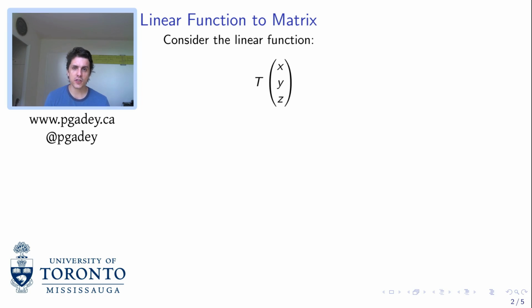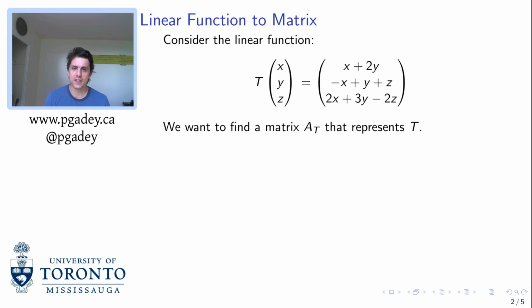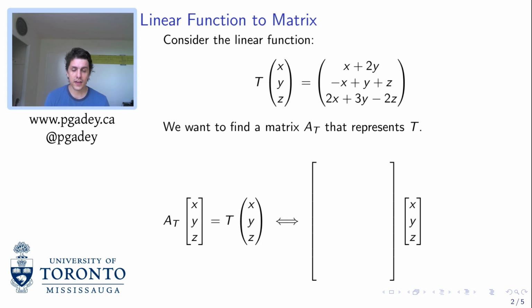It takes inputs x, y, z and outputs the following vector. We want to find a matrix that represents this linear transformation T. So what we're going to do is say this matrix A, when multiplied against the vector x, y, z, has to give us the same output as the function T. And this is going to constrain what the matrix A of T can do. Whatever we put in this big blank matrix has to equal the output of our original linear function.